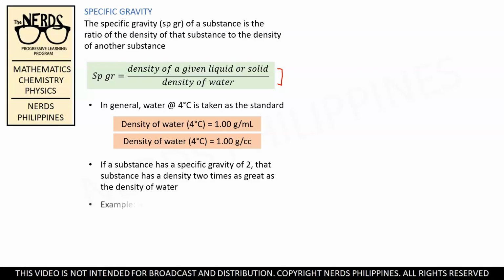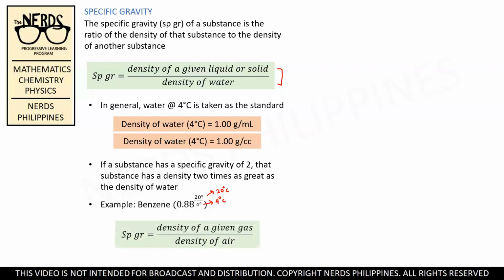Now let me give you an example here. The specific gravity of benzene is 0.88, and you will see here an exponent showing 20 degrees over 4 degrees. This means that the density of benzene that we see now is measured at 20 degrees Celsius and it is divided by the density of water at 4 degrees Celsius. Now in the case of gases, specific gravity is calculated by dividing the density of a given gas by the density of air. So again, we'll give you an example of the specific gravity of some substances.